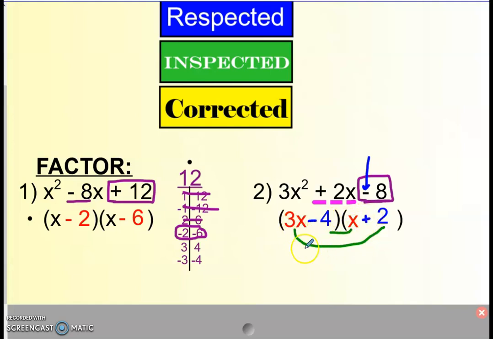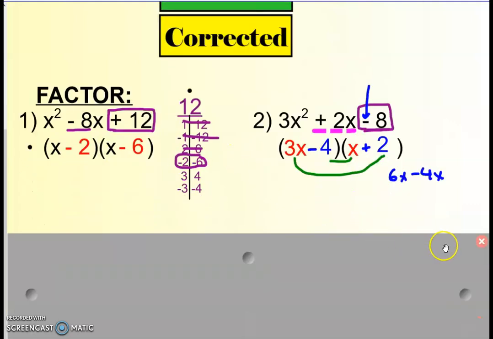Let's check. 3x times 2 is positive 6x. Negative 4 times x is negative 4x. And sure enough, those do add up to be 2x. Okay? Let's try one more as practice.